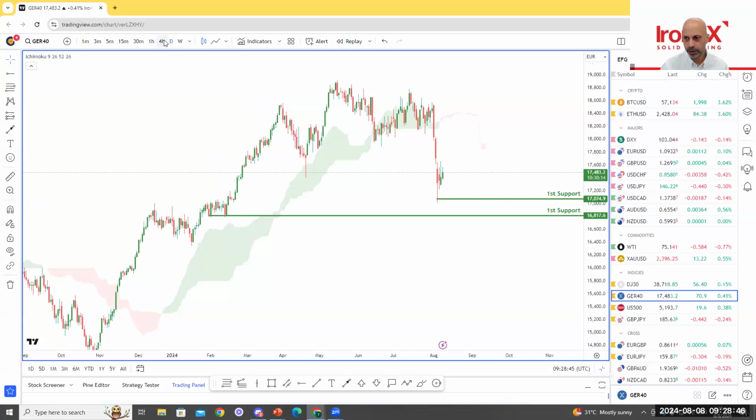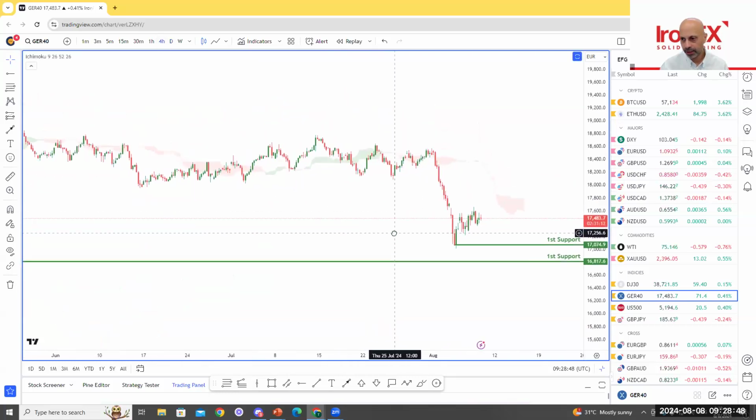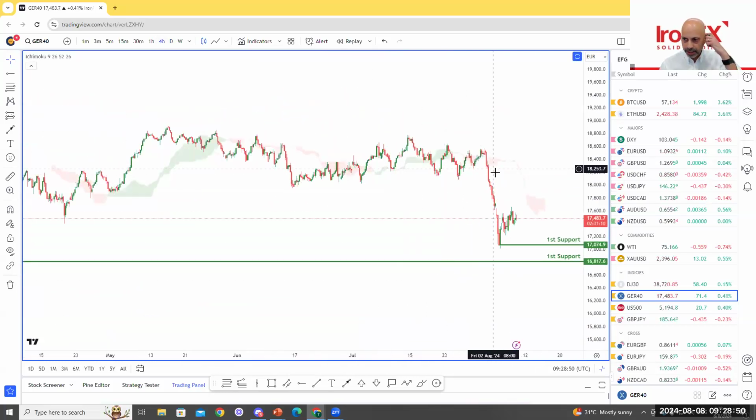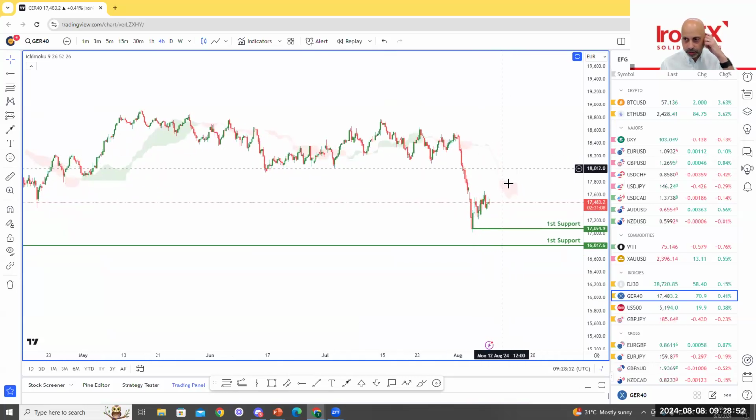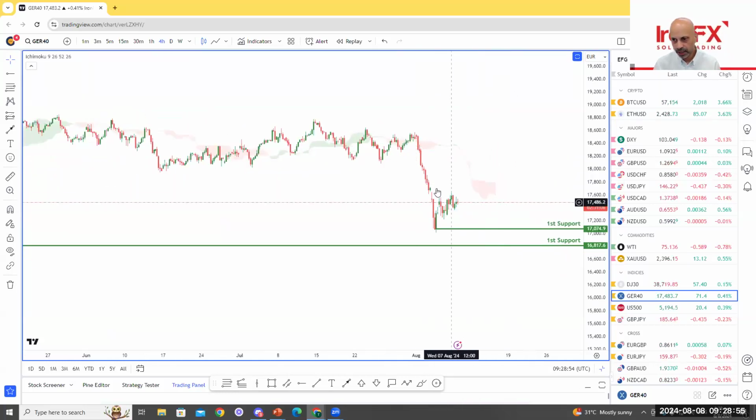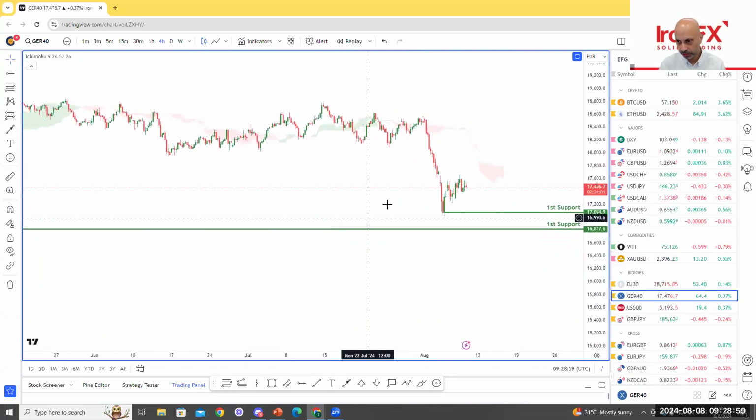Now let's switch back over to the 4-hour time frame. We can see that DAX is trading underneath the bearish Ichimoku cloud, and the cloud is red in color as well, continuing to highlight the ongoing downtrend.